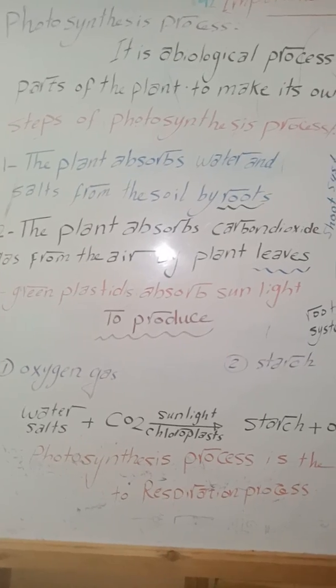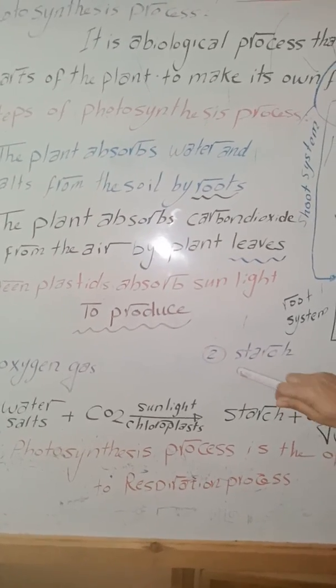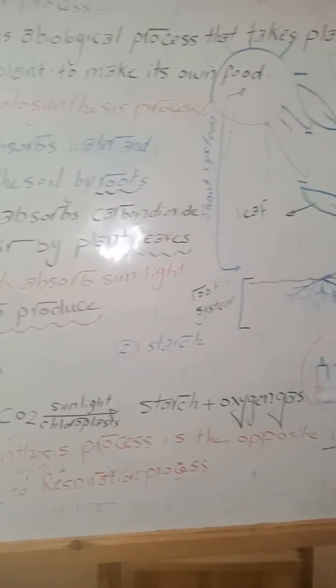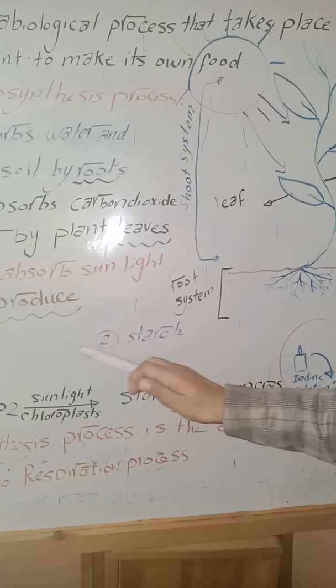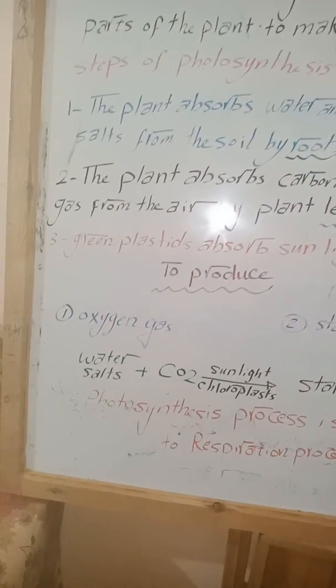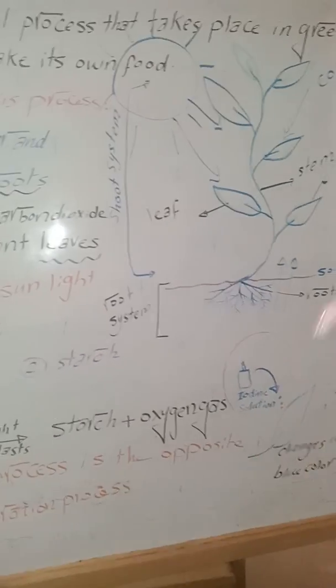What is the food of the plants? What is the main food of each plant? Starch is the main source of food, and the process also produces oxygen gas. We can conclude all of these steps in one equation.